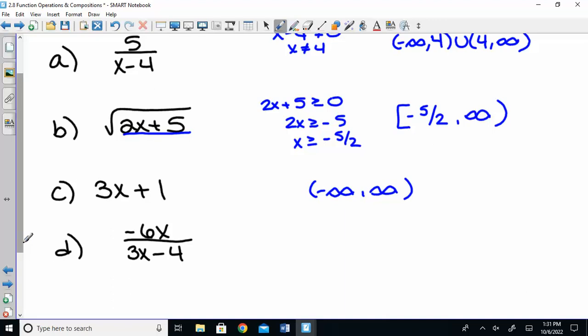D. It's a fraction. If I have a fraction, what do we know about the bottom? So 3x minus 4 cannot be 0. So 3x can't equal 4, so x can't be 4/3. So how do we write that?